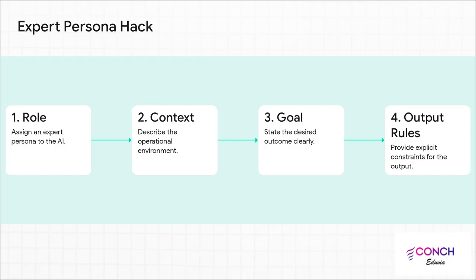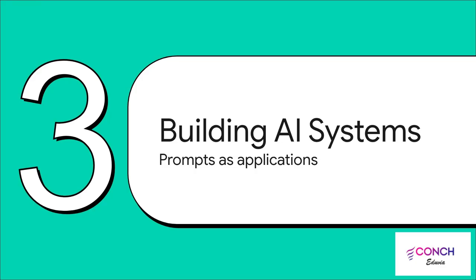And 4, add some output rules, like keep it under 1,200 words. Just like that, you turn a generic chatbot into a focused expert. The results are so much better. So, up until now, we've been talking about one-off chats, right? Improving a single interaction. But now, we're going to scale up, because these same techniques are the literal building blocks for creating entire automated systems. This is where prompting really becomes engineering.